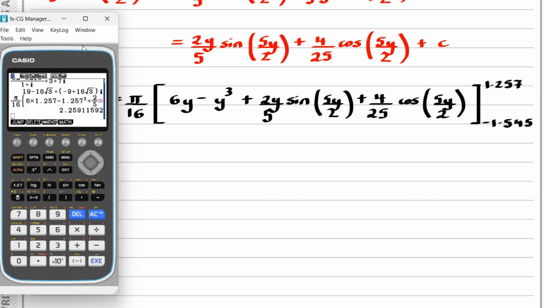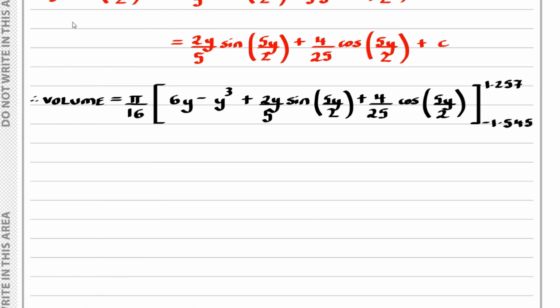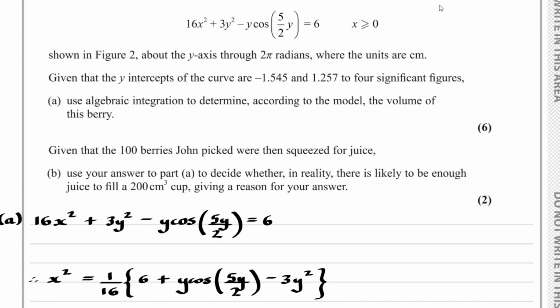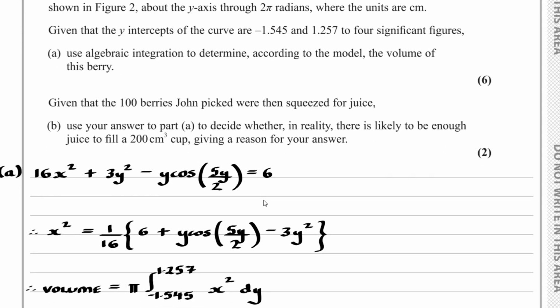So if I work this out, we get the value shown here. We get a value of 2.26 centimeters cubed to 3 significant figures. Given that the 100 berries John picked were then squeezed for juice, we have to use our answer to part A to decide whether in reality there is likely to be enough juice to fill a 200 centimeters cubed cup, giving a reason for your answer.